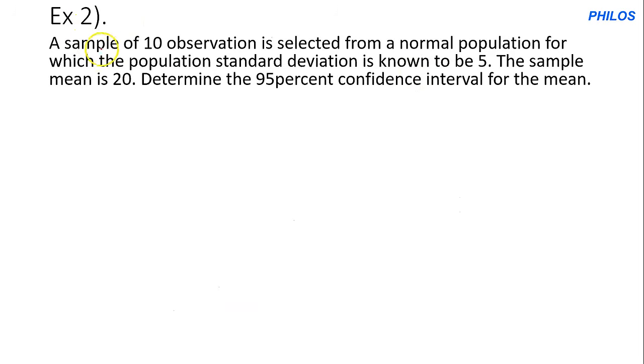Example 2 says, a sample of 10 observations is selected from a normal population, for which the population standard deviation is known to be 5. The sample mean is 20. Determine the 95% confidence interval for the mean. So to solve this question, now look at something. You see that the sample size here is 10, which is a small sample.